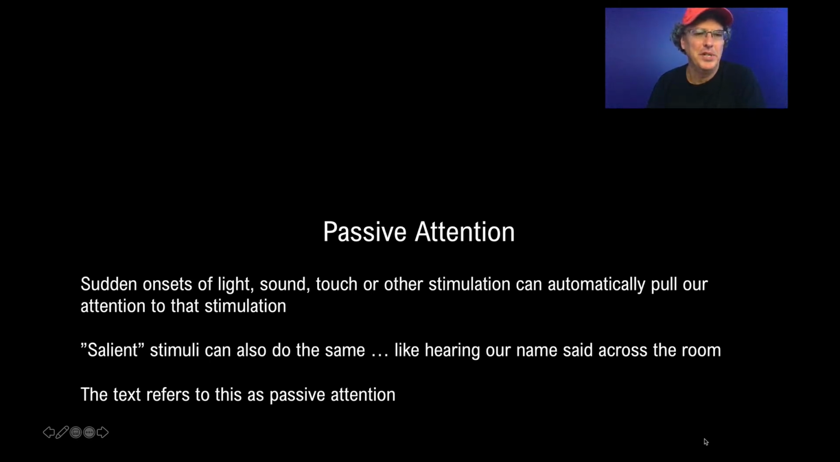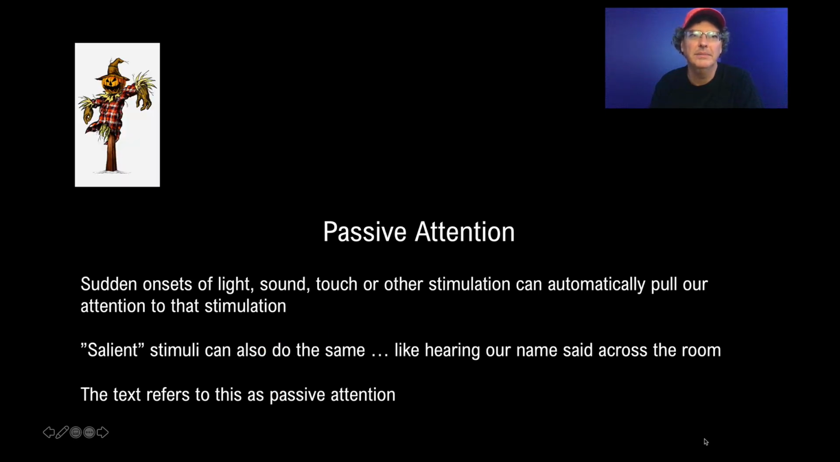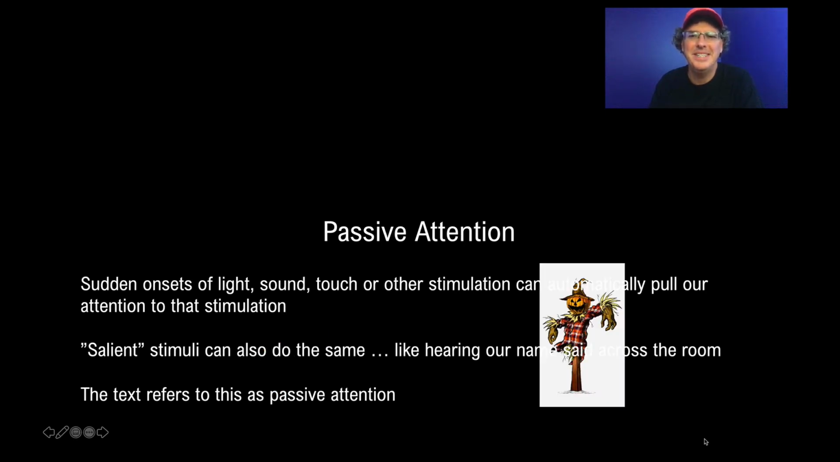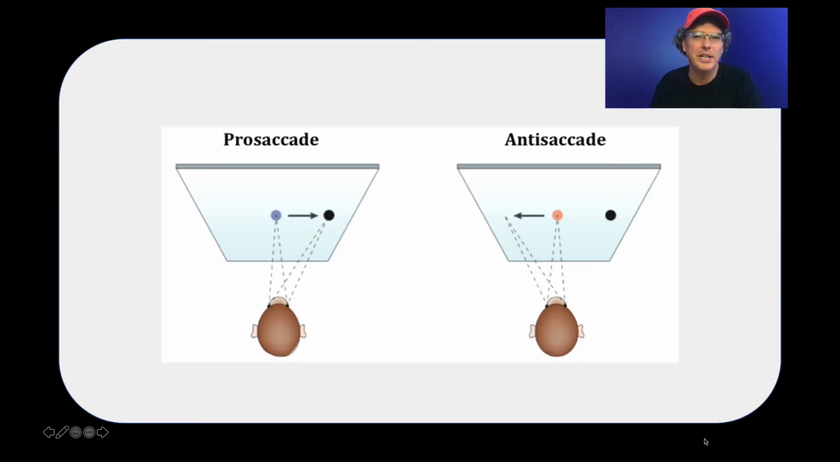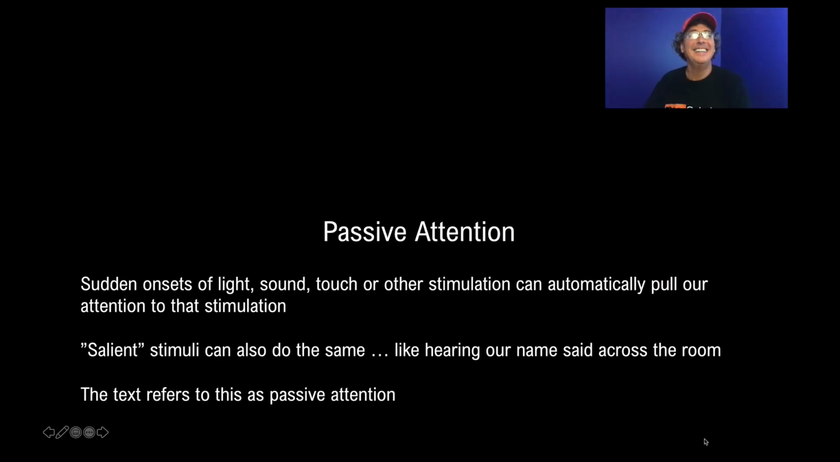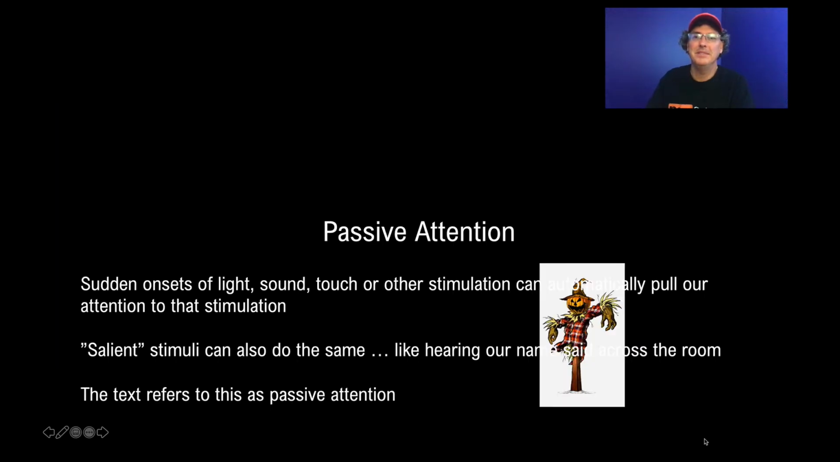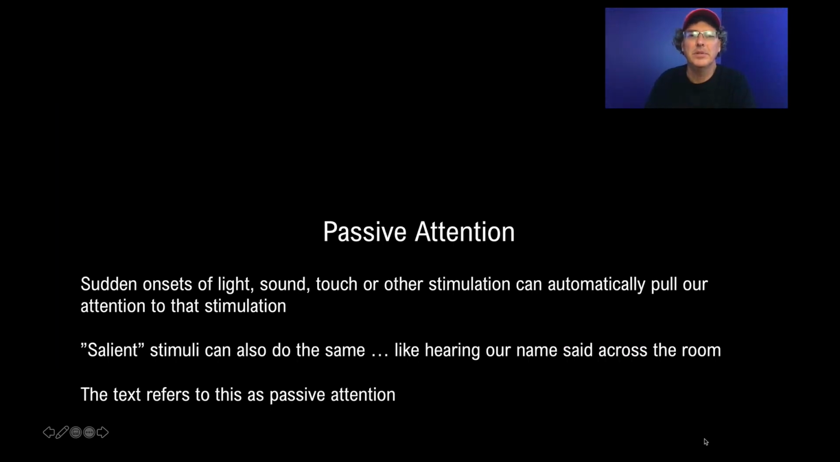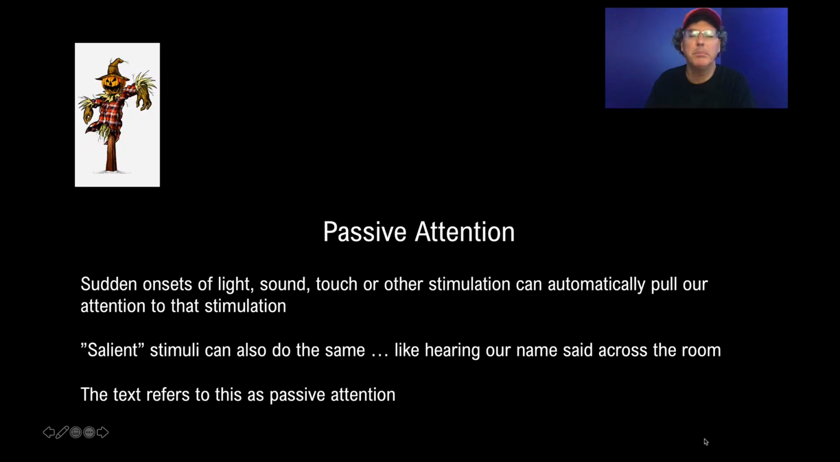This slide wasn't supposed to work exactly this way, but let's do it anyway. Sudden onsets of light, sound, touch, or other stimulation can automatically pull our attention to that stimulation. So just as an example of that, oh, wow, that pulled you over there. I can't help but look. So when things suddenly pop up or change in our world like that, they grab our attention. Let's do one of those again. There we go. So, when something just sort of pops up, it kind of pulls our attention over there. And that's passive attention. So let me just be clear about what's going on there.